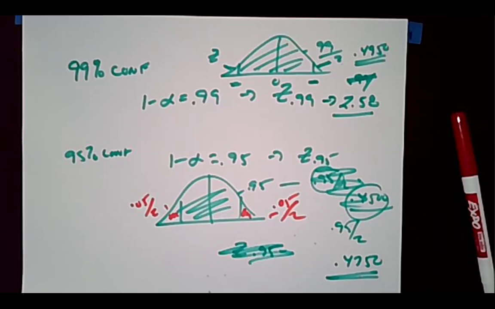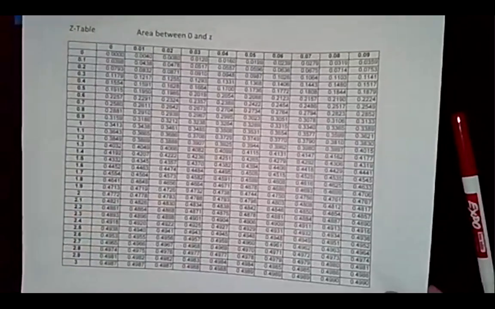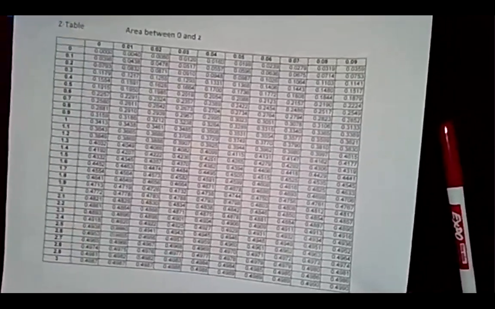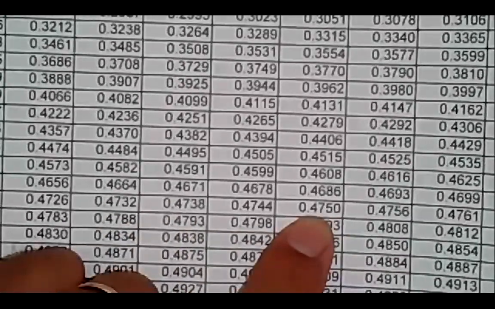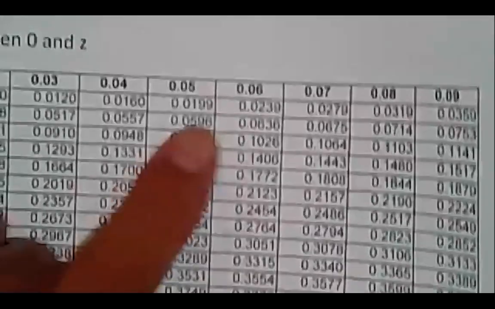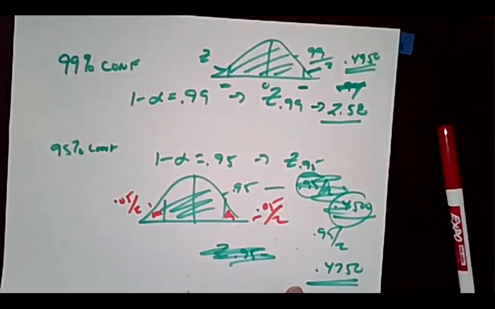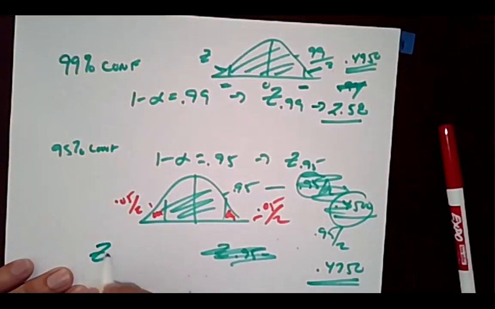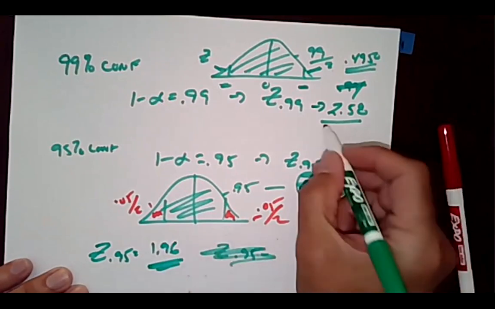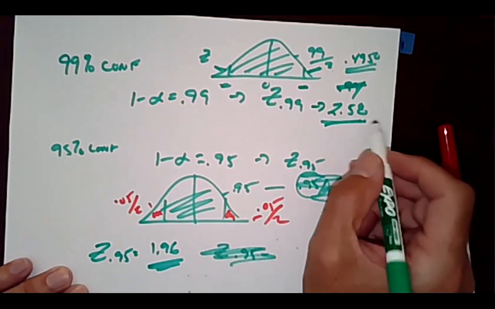4750. Clearly, I have not had enough coffee yet today. 4750 is right here, and that equates to 1.96. So that's wrong. So Z of 95% is 1.96. So that's one value, and this is the other one. So that's what we mean.